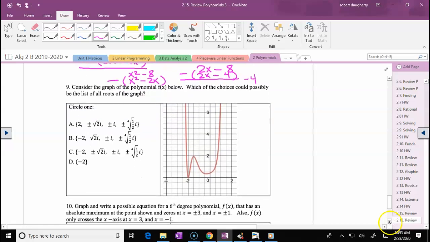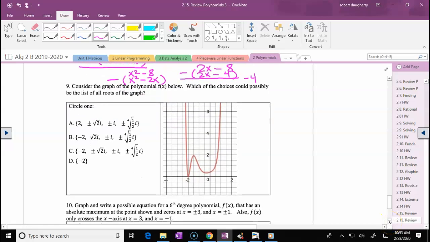Next problem, consider this polynomial. Which of the choices could possibly be the list of all roots of this polynomial? So I can see automatically a root at negative 2. So this first one does not have a negative 2 in it. It cannot be that one. All the others have a negative 2, okay?